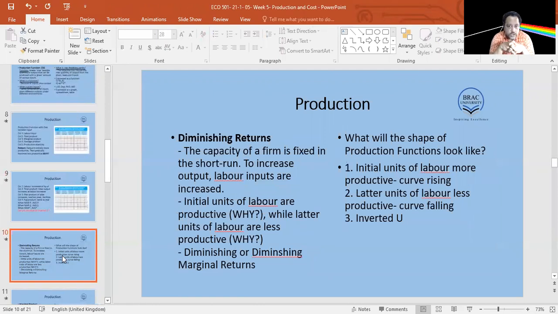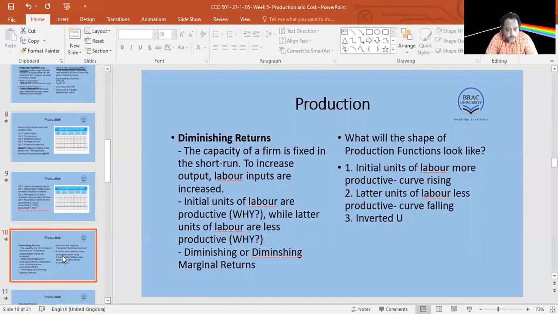Now, diminishing returns is something that is applicable for all types of human activity. If the capacity of the firm is fixed, then after some time, we will definitely start to become less and less productive. We have discussed this in the last week and also the previous week, that in the morning we are more productive. If we don't take rest throughout the whole day, then as the day proceeds, we become less and less productive.